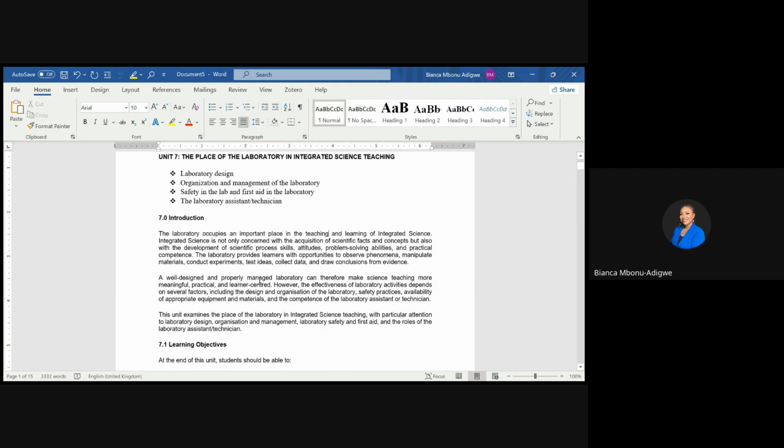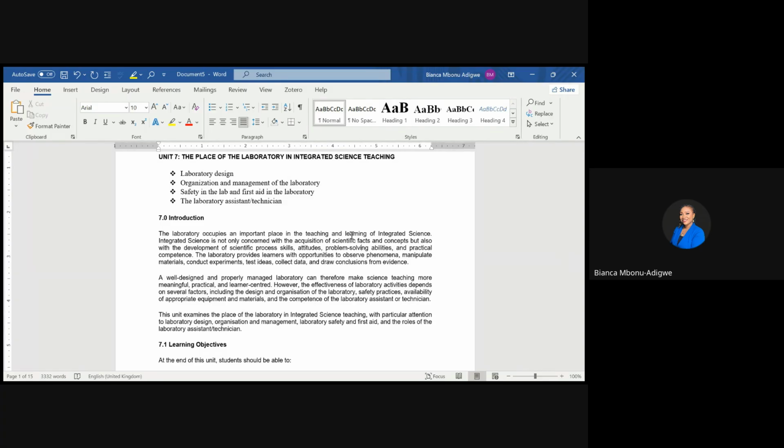I'm very, very sure that we have seen a laboratory. It doesn't matter whether you saw it in your secondary school, but I know that right here in the university, we have a lab and you have taken lectures in it at one point or the other. And we believe as scientists that the laboratory is very important in the teaching and learning of integrated science.